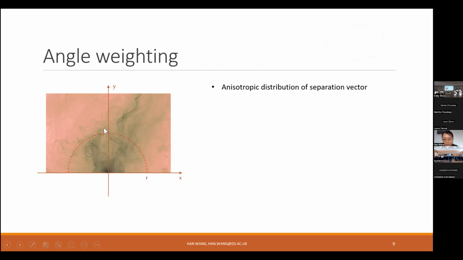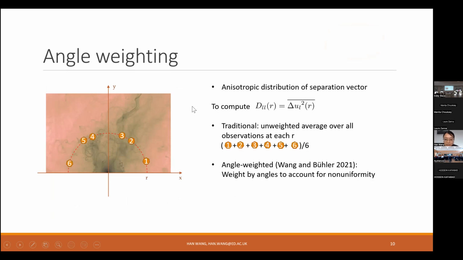to accommodate the fact that the separation vectors are not actually uniformly distributed in angle. If they were uniformly distributed in angle, we should see rings, not these fine features here. And the traditional way to compute second order structure functions is to take an unweighted ensemble average over all the observations available in each bin of separation distance. For example, suppose we have 6 observations located at this separation distance R. The traditional way is just to sum them up and divide them by 6.